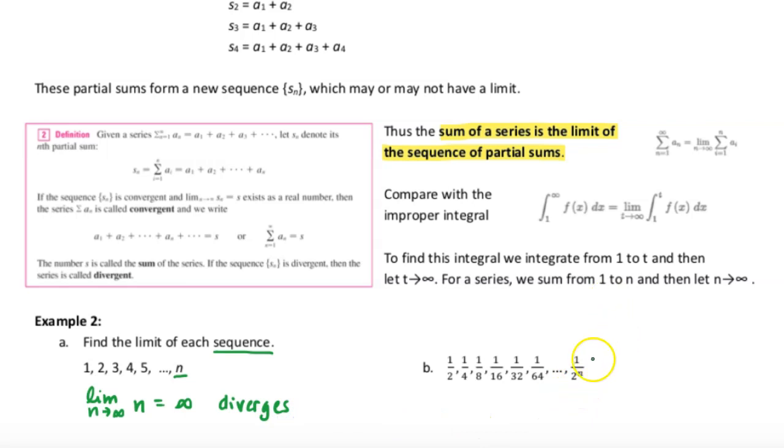On the right here, the rule for this sequence is 1 over 2 to the power of n. And so let's find the limit as n approaches infinity of 1 over 2 to the power of n. Well, now when I plug in infinity for n, I get 1 over 2 to the power of infinity. Well, 2 to the power of infinity is just going to approach infinity. And as my denominator gets larger and larger, this fraction is going to approach 0. And I can say that this sequence does converge.